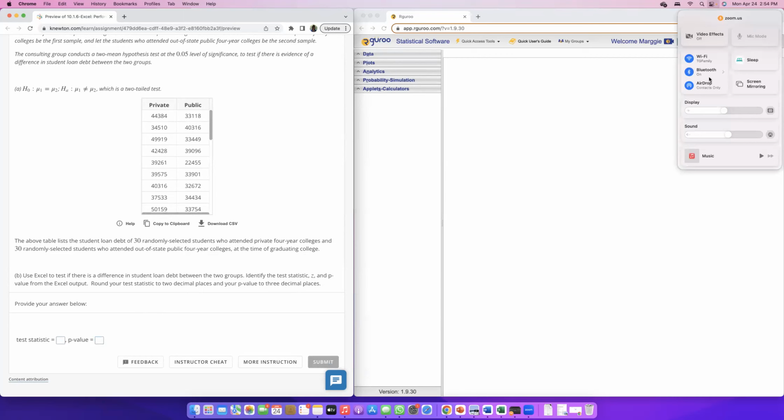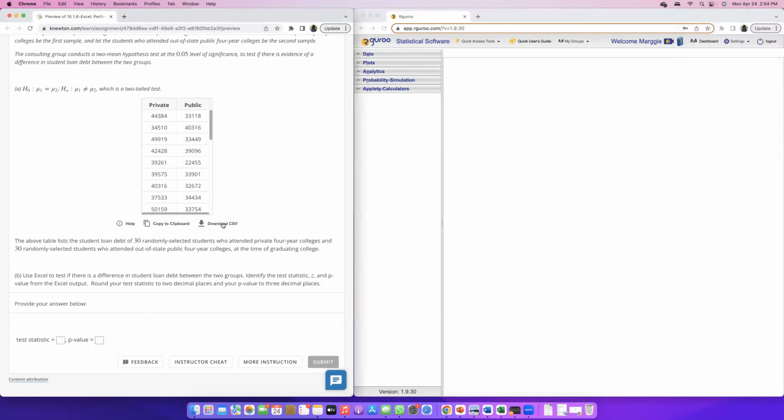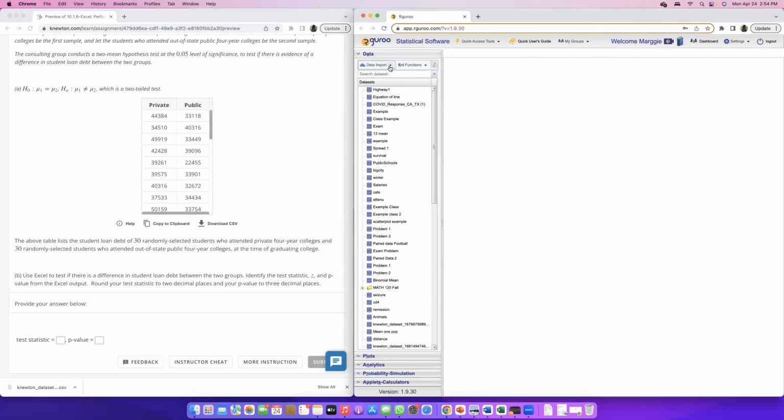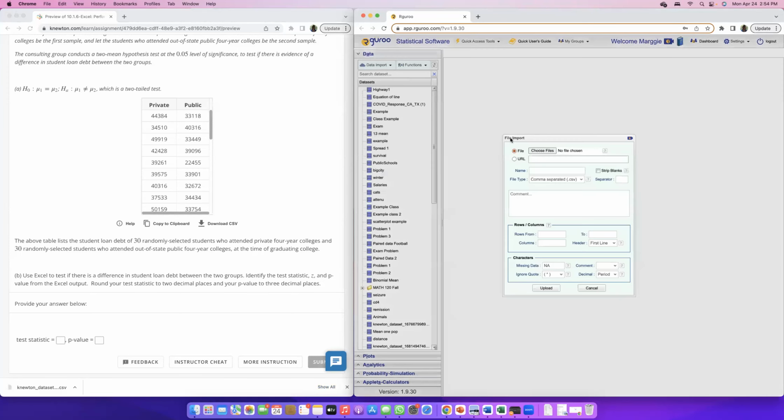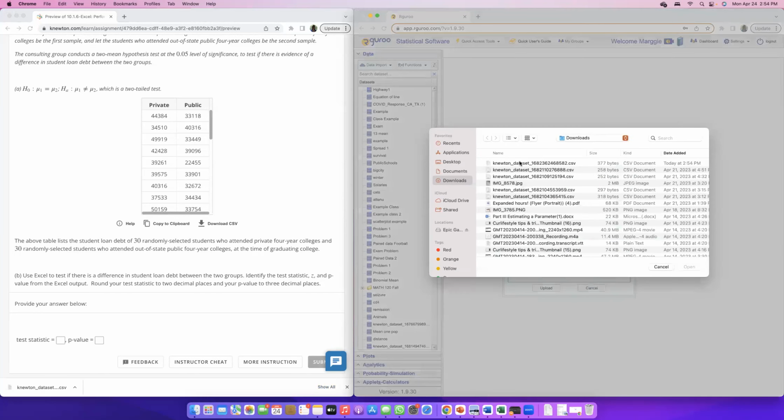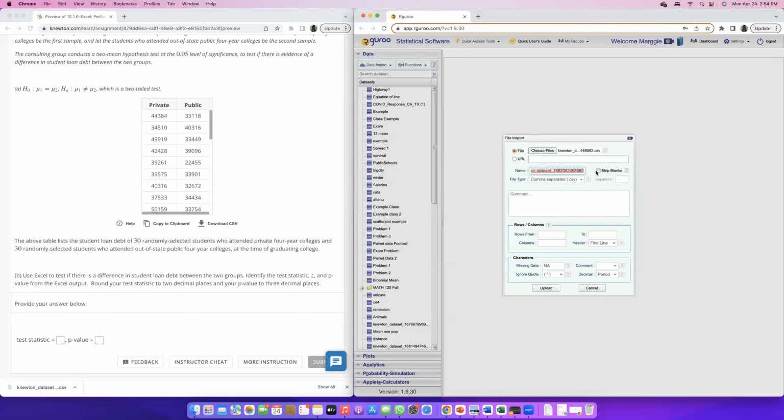But before doing that, we are going to download this. And we are going to RGuroo. First of all, we need to import this data set. So we go here, we import the data set. We need to choose the file as always. So this is the data set. Open. I always change the name, so I'm just going to call this schools. I upload this.